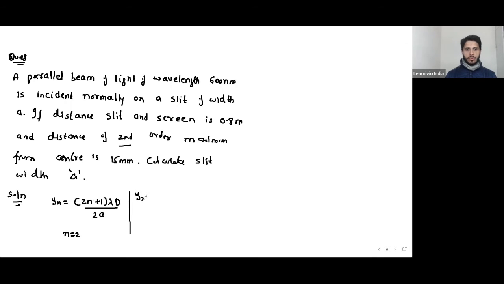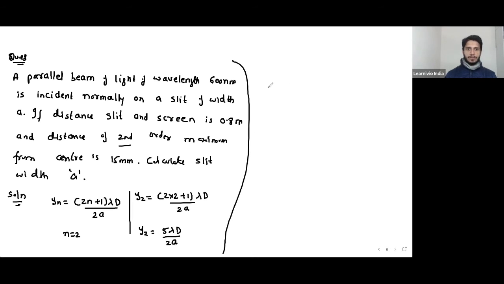When you put n equal to 2, that's y2, which is 2 into 2 plus 1, lambda D divided by 2a. So your y2 is 5 lambda D over 2a. You need a. So your a will be 5 lambda D divided by twice of y2.